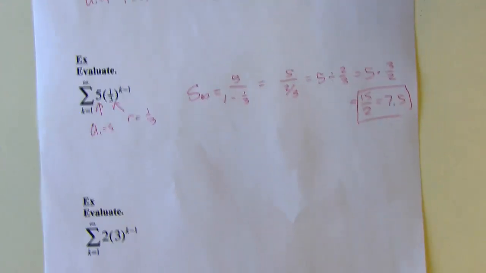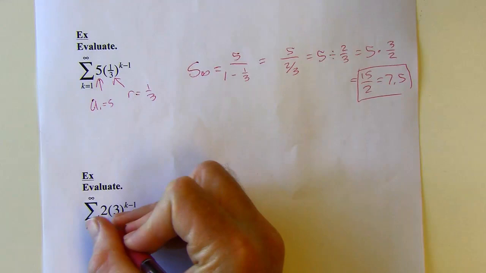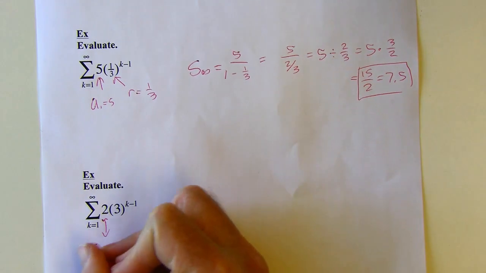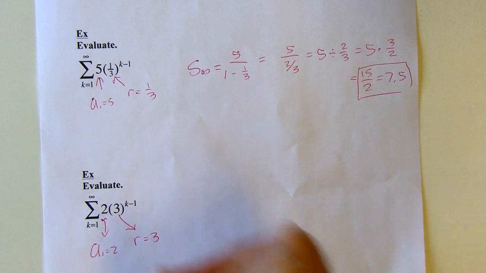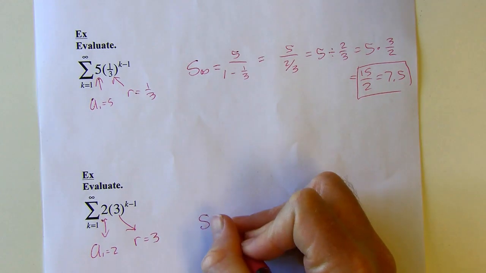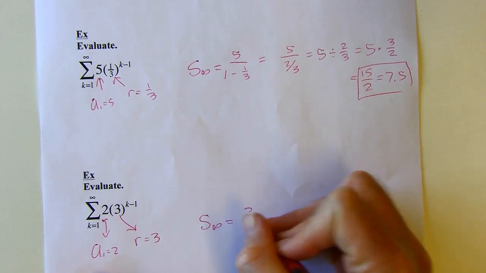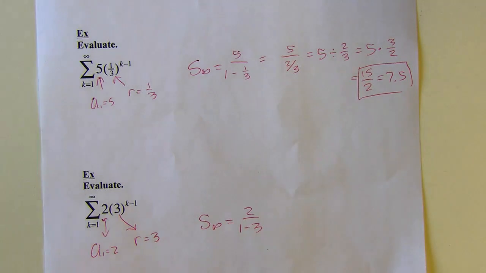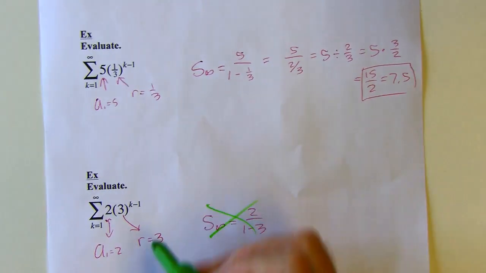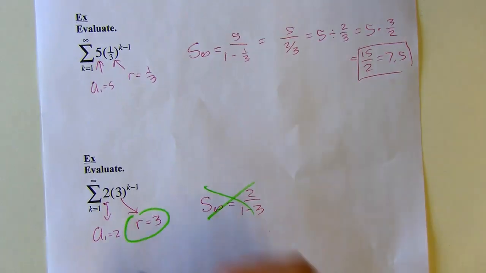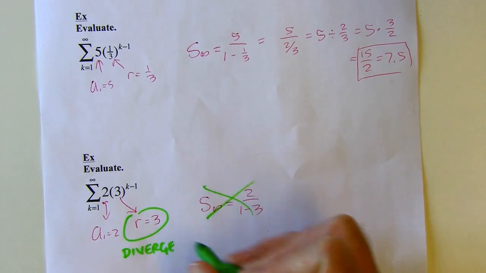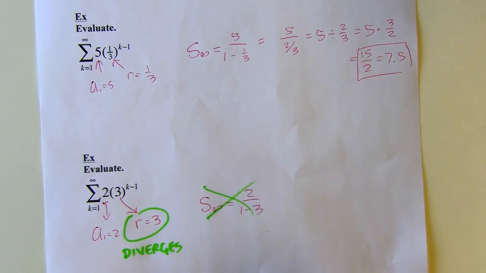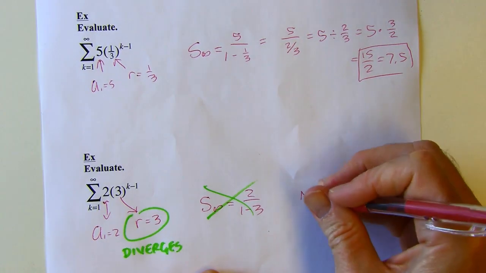Okay, all right. Last but not least, first term, ratio. Okay, so you could start setting this up as first term over 1 minus the ratio, but that's going to be incorrect because the ratio is telling me that this diverges. It has to converge like the previous examples in order to find an infinite sum. So this is no sum, or you could say no solution or infinity.